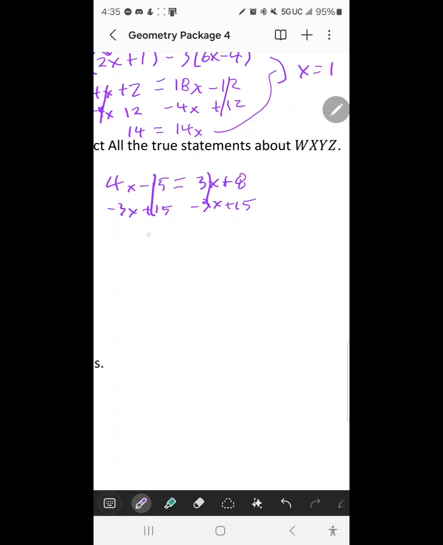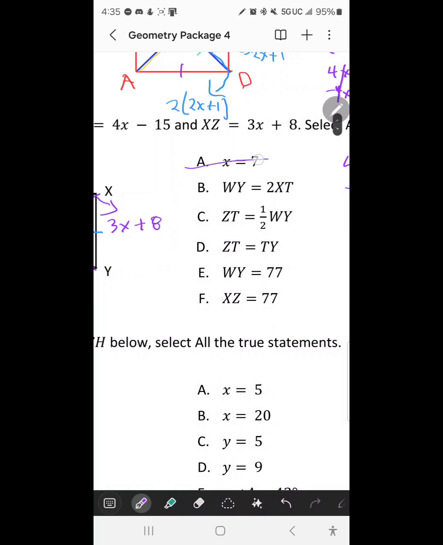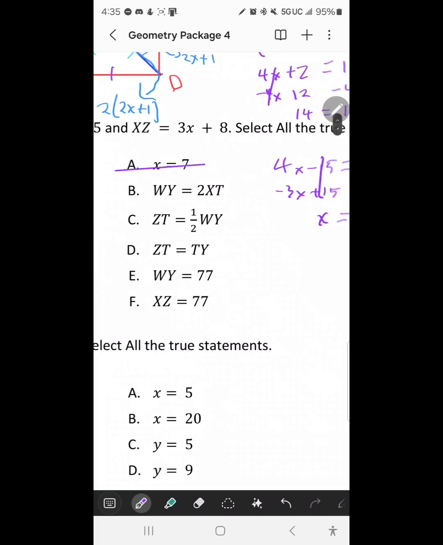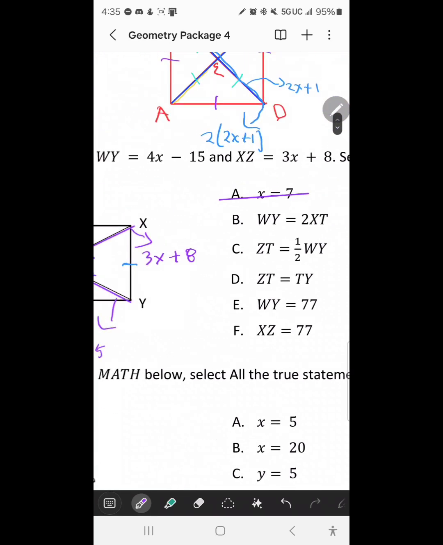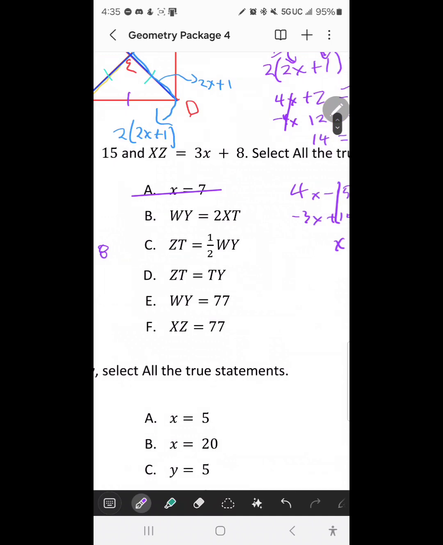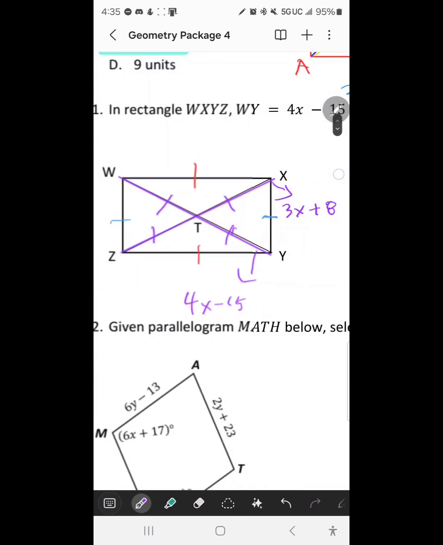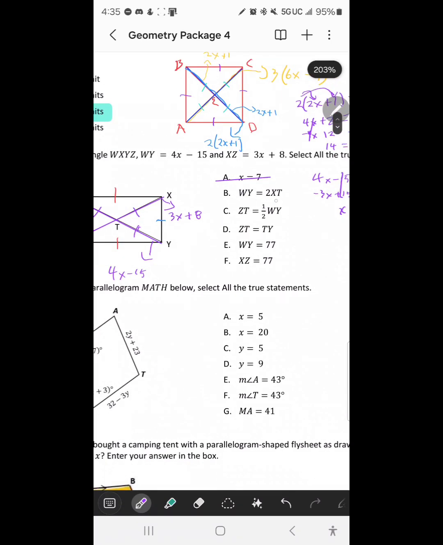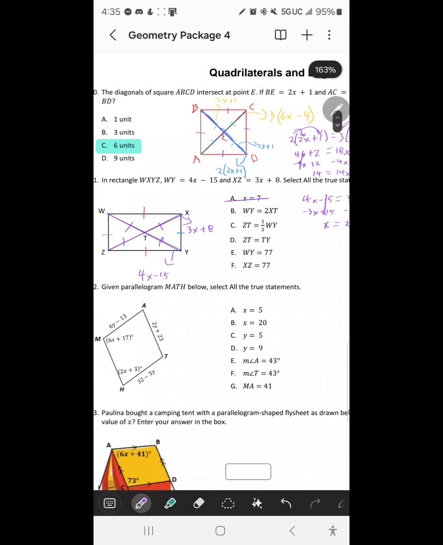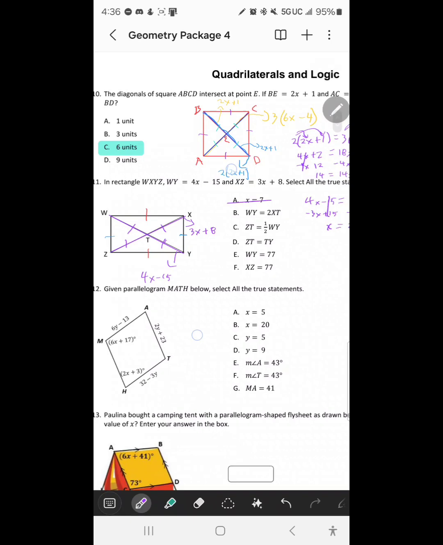So this cancels out, and I have x equal a plus 15 is 23. And this is not true here because x equal 23 is not equal 7. Now let's see. WY equal twice QT. Now this is conceptual, we could do it mathematically, but it's going to take too long.